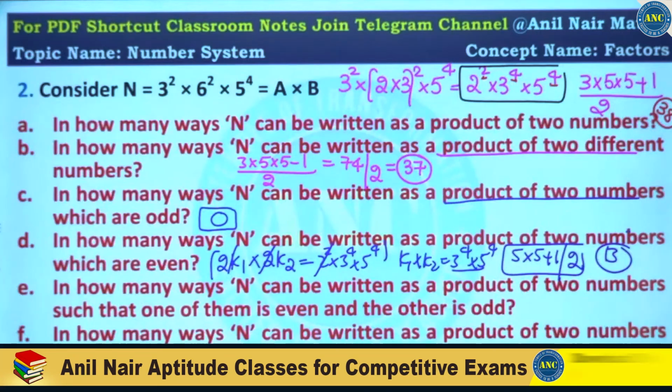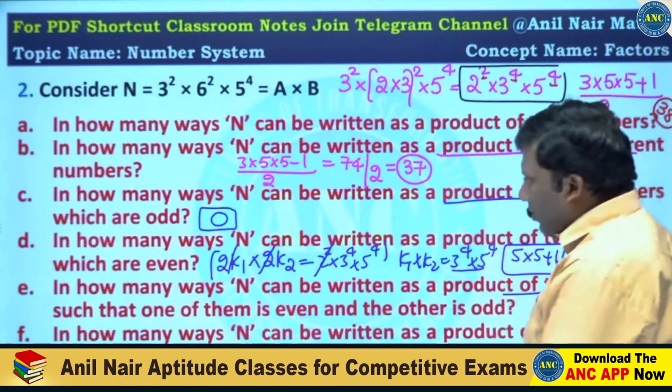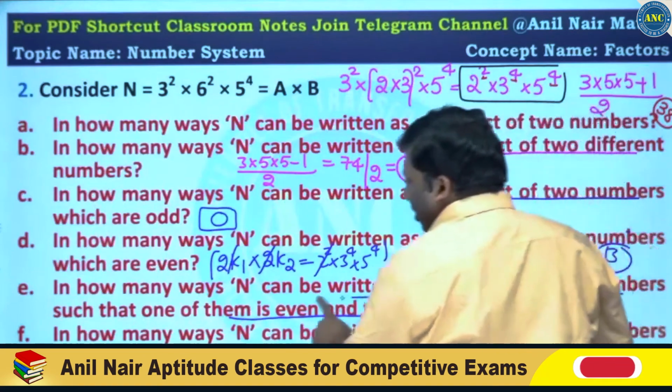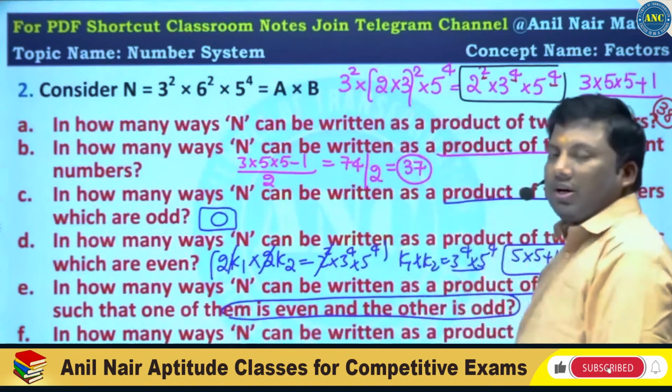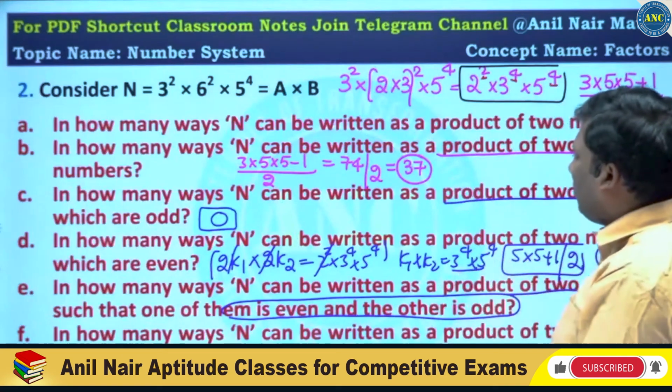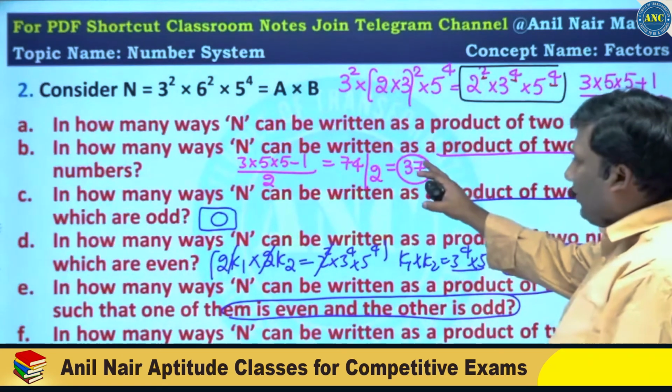Next one. In how many ways can n be written as a product of two numbers where one of them is even and another is an odd number? Even into odd. What is even into odd? Total cases. What are the total cases? It is a perfect square.